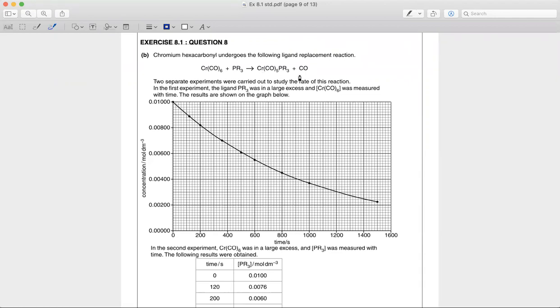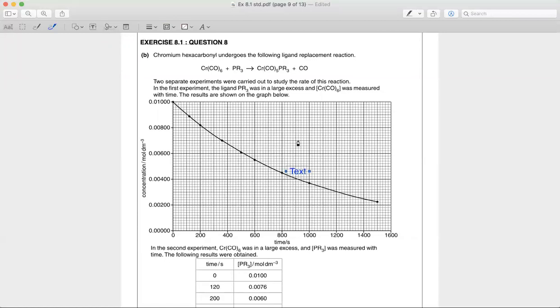Two separate experiments were carried out. In the first experiment, PR3 was in a large excess and chromium was measured. So this is the graph showing you the concentration time graph. Now it doesn't say which concentration, okay? So this graph is just a general axis for a concentration time graph.